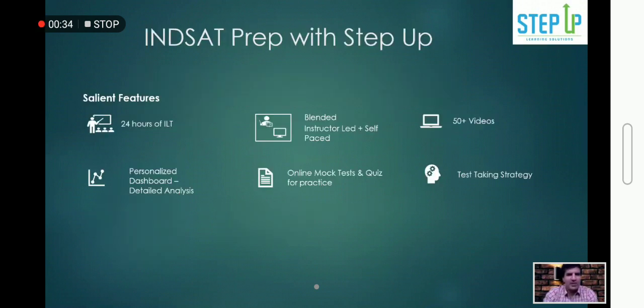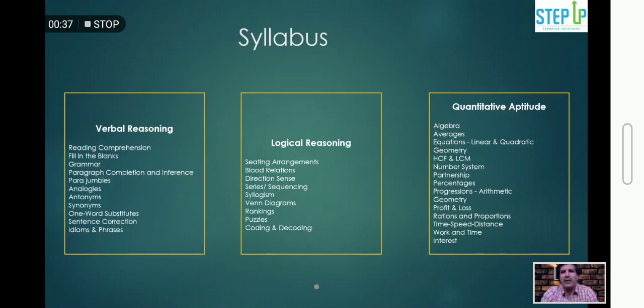This is the preparation that we are trying to give you. Just want to highlight for you guys, as you see, reasoning and what all we do in comprehension. Comprehension is something that I share with you. We are done with online classes, so let me give you an idea of what all has happened.